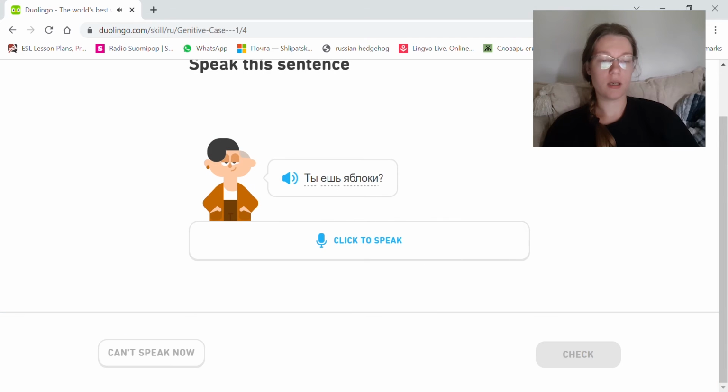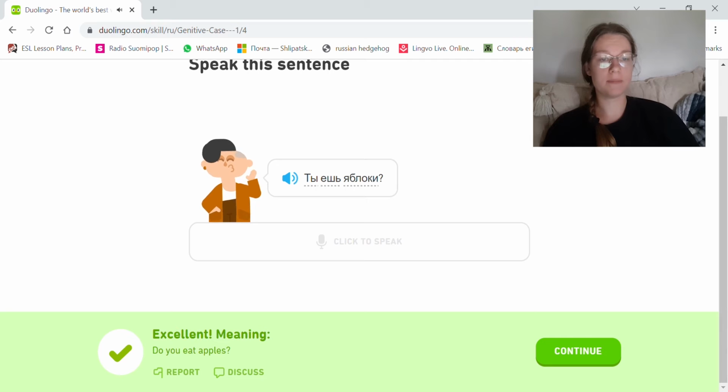Ты ешь яблоки? Do you eat apples? Again, it's an accusative. Яблоки is in the accusative, not the genitive.